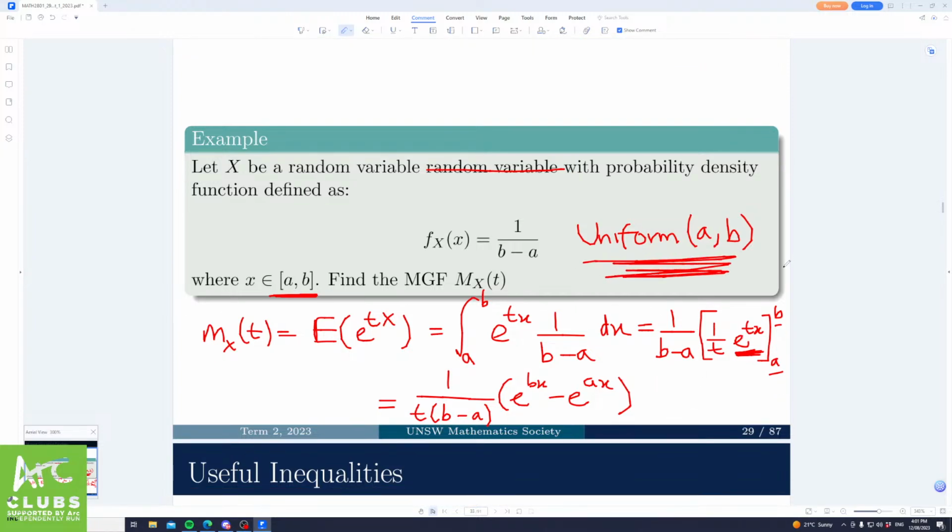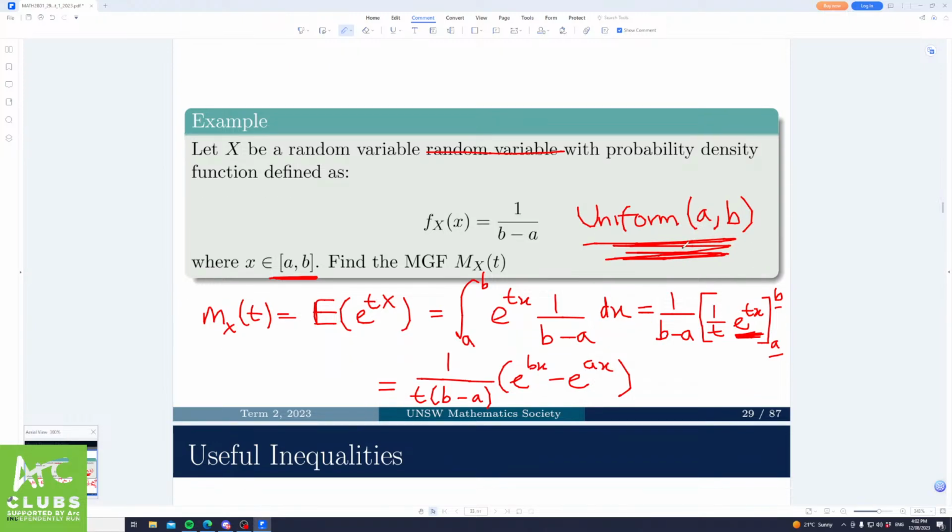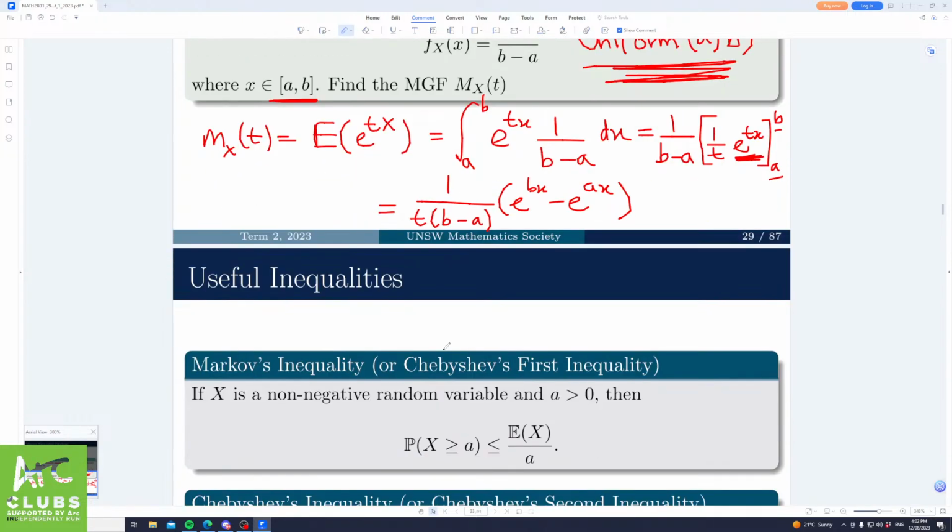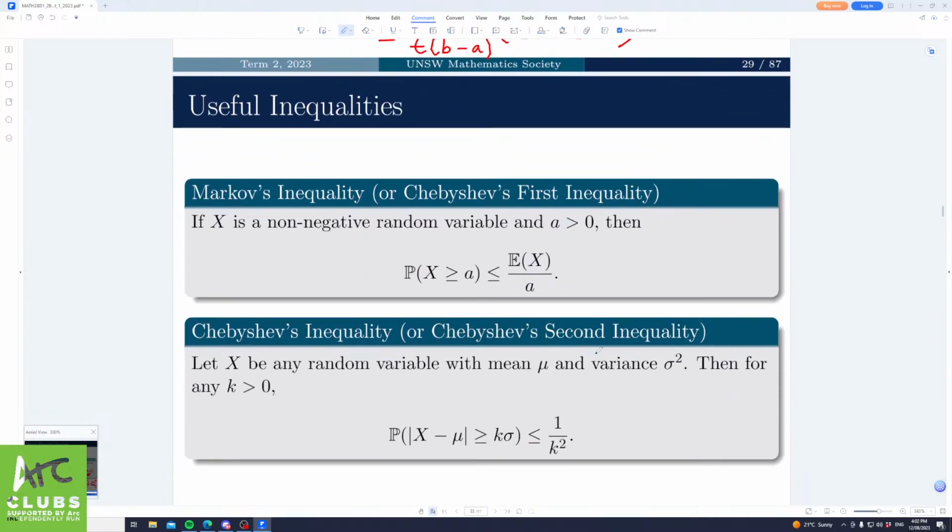And you can cross-check this with the reference sheet that they're going to give us for the exam. This should be the moment generating function for that uniform distribution. Useful inequalities.